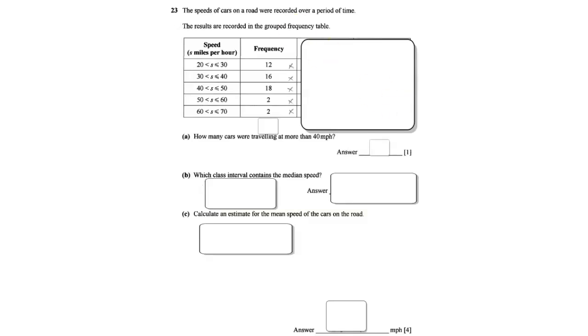So for question 23, the speeds of the cars on a road were recorded over a period of time.